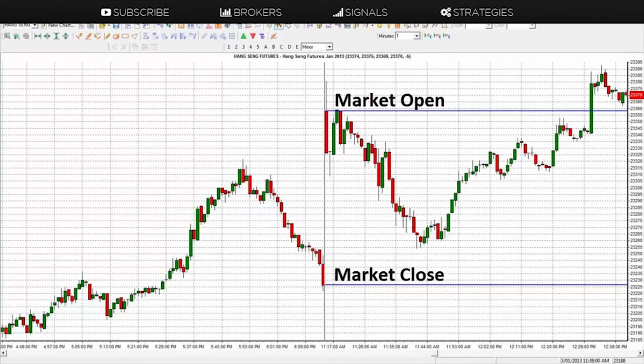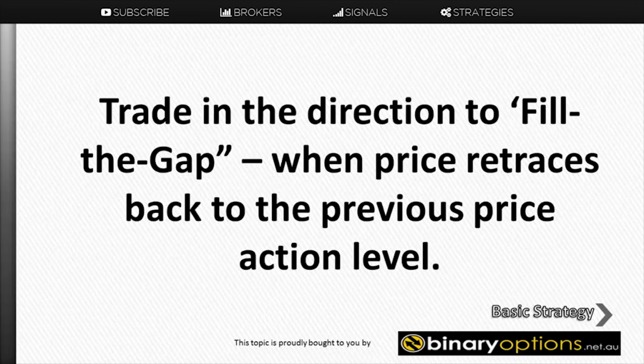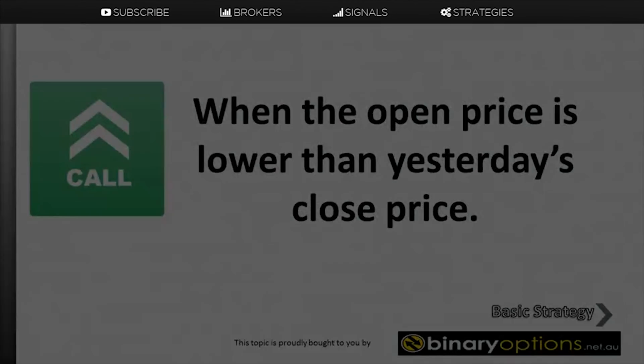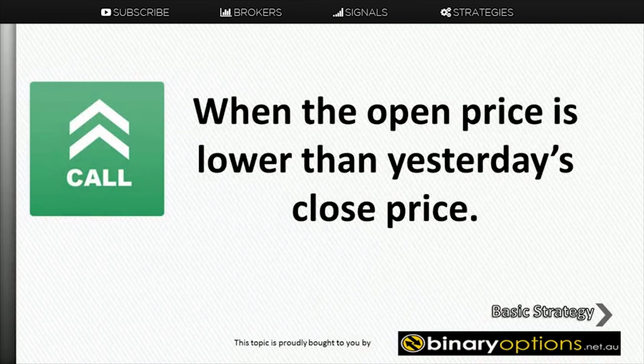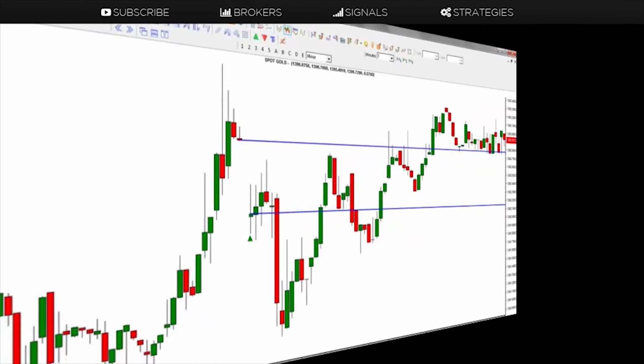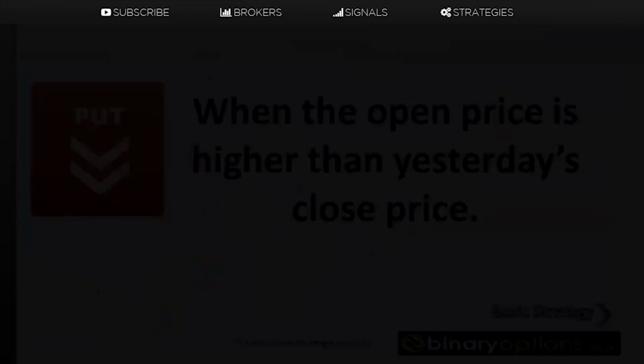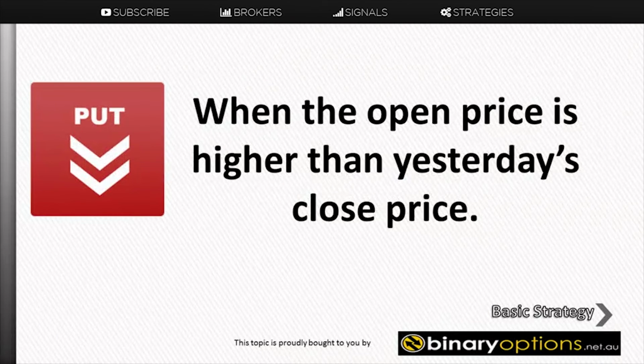The objective of the strategy is to fill the gap. This occurs when price retraces back to the previous day's price levels. The strategy itself is simple, using a candlestick chart on almost any time frame. When the open price is lower than yesterday's closing price, a call trade is placed. When the open price is higher than yesterday's closing price, a put trade is placed.